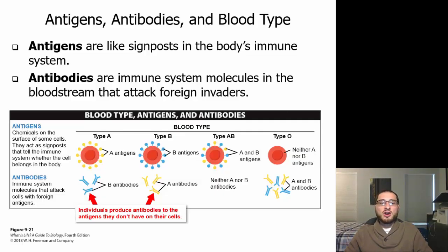So antigens are like signposts in the body's immune system, or like flags that we raise. And antibodies are immune system molecules in the bloodstream that attack foreign invaders.